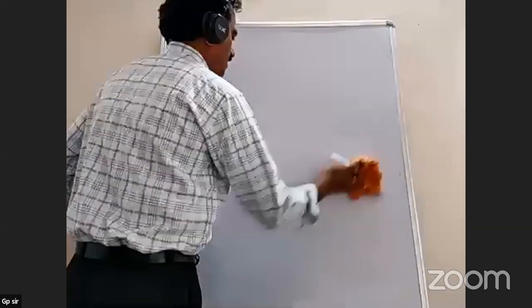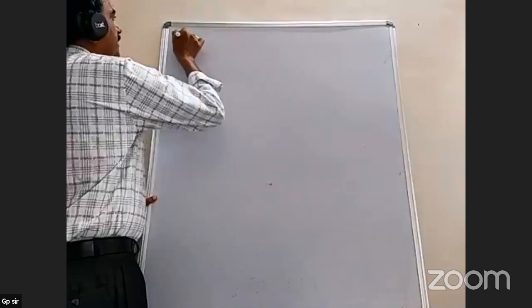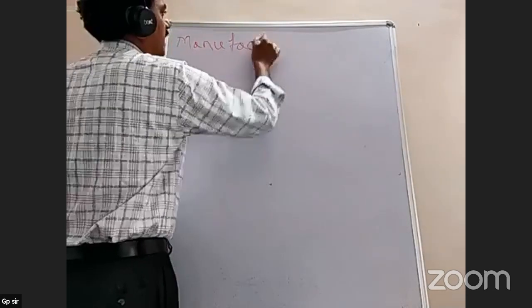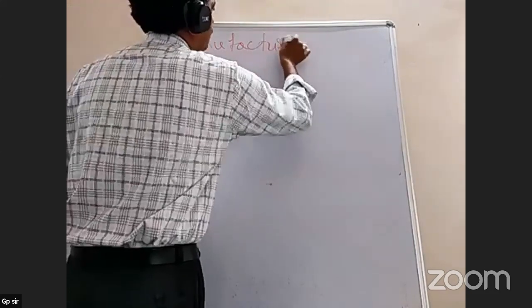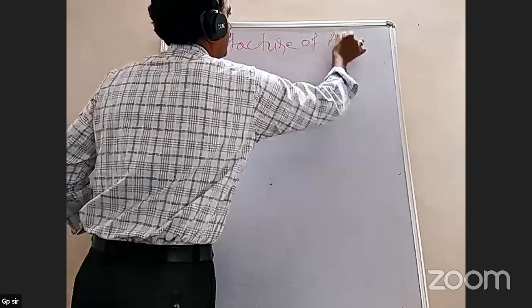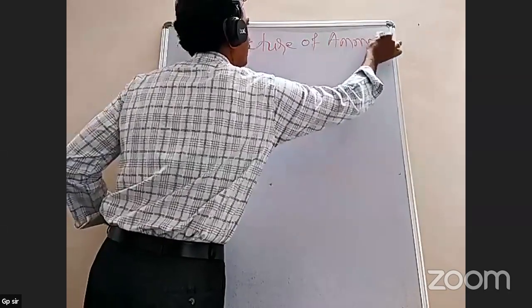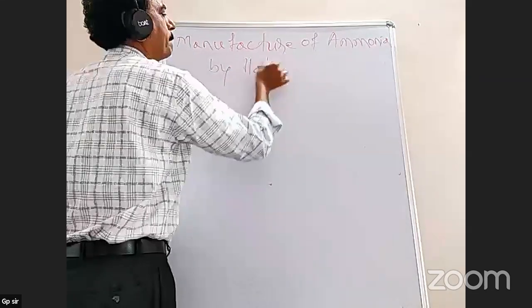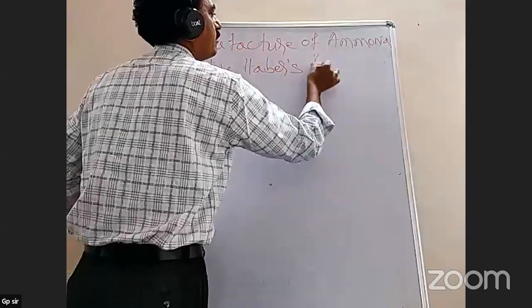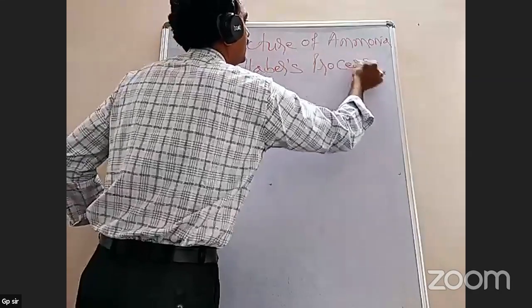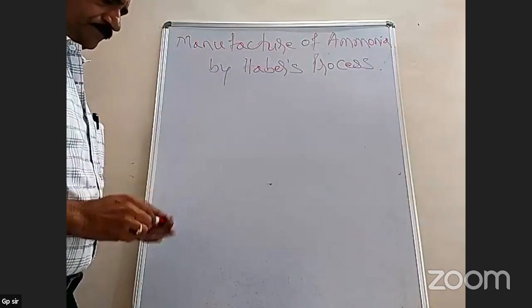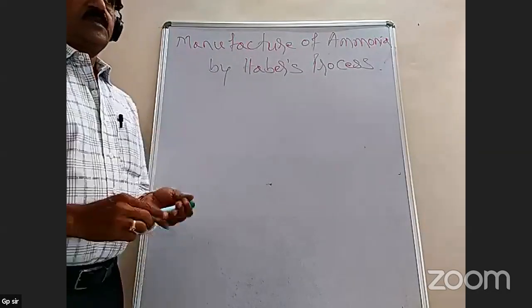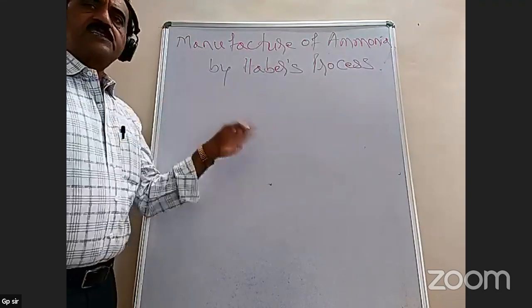Now, manufacture of ammonia is very, very important. Note it: manufacture of ammonia by Haber's process. It is a fixed question.